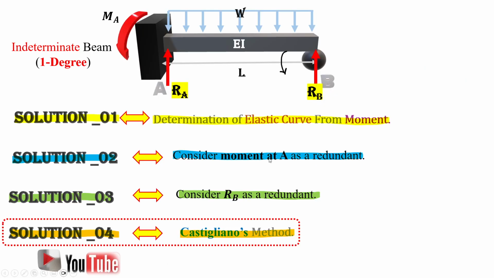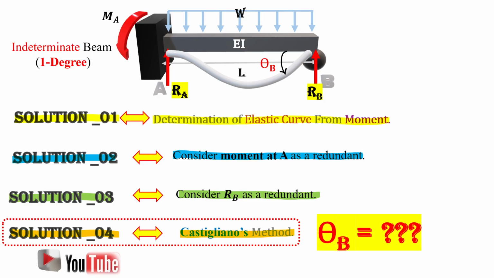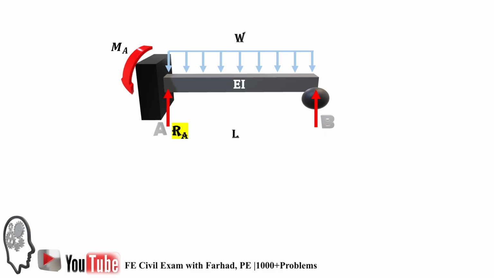We have solved this problem with 4 different approaches. Solution 1 is determination of the elastic curve from the moment equation. Solution 2 is considering the moment at A as a redundant, and then considering the reaction at B as a redundant. The final one was Castigliano's method. We already calculated the supports RA and RB. This time we are going to calculate the angle created at the end B. So theta B is the topic for this talk today.